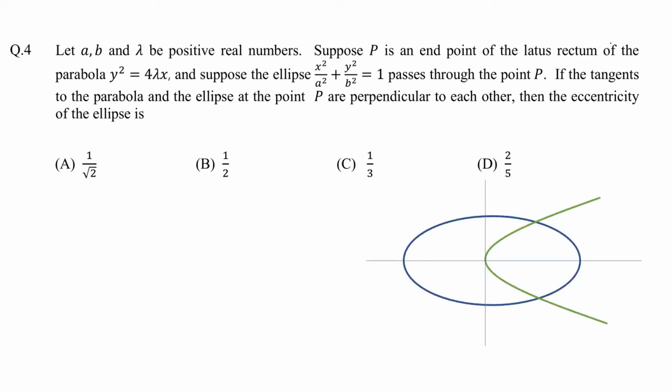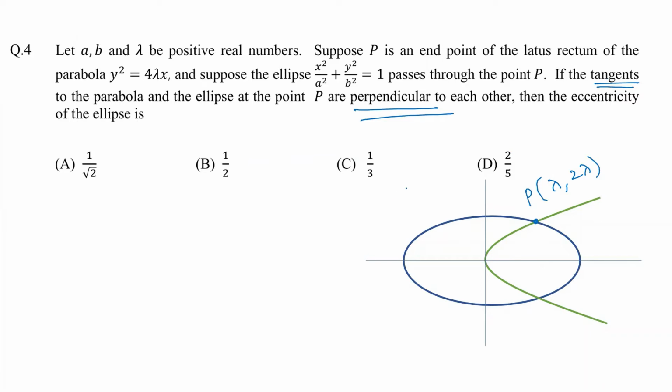Okay, so we need to first find out the end of the LR. So what is the end of the LR of the parabola y square equal to 4 lambda x? That is a straightforward formula only, that will become lambda comma 2 lambda. You can go for the other point also, lambda comma minus 2 lambda. You're going to get exactly the same answer. You can go for any one of these points, it doesn't matter. Now what they're saying is that the tangents are perpendicular to each other.